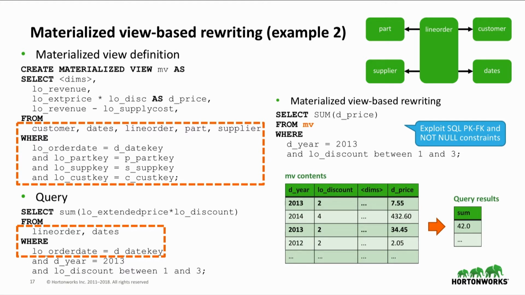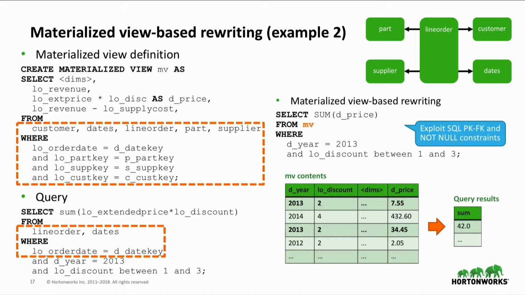Now let's move to a slightly more complicated one. You have this schema up there, right? That is a star schema where you have line order, and then you have four dimension tables: part, supplier, customer, and dates. And now let's say that you store in your materialized view the denormalized data. So you get your line order, and you will append every part and supplier and customer and dates.